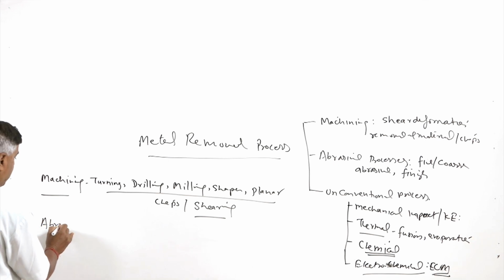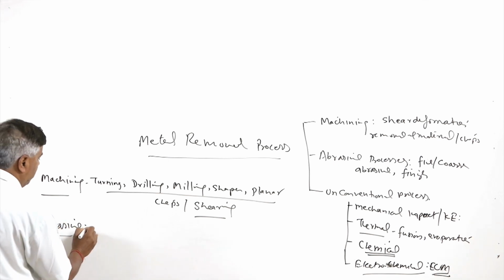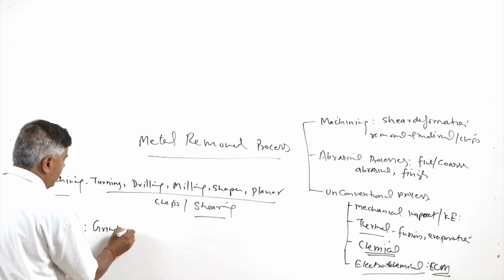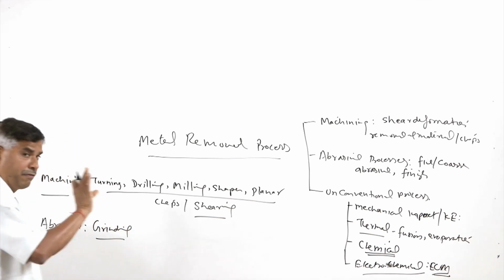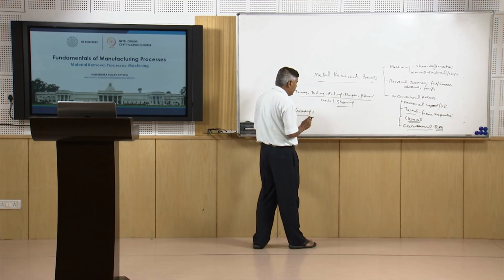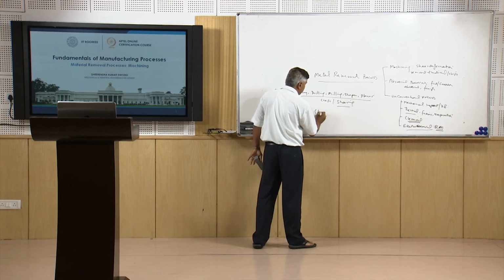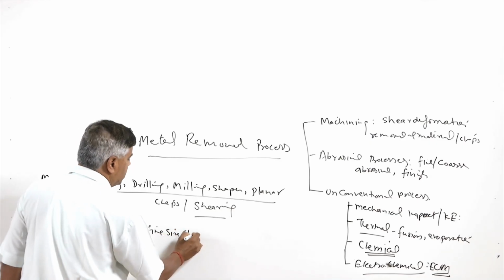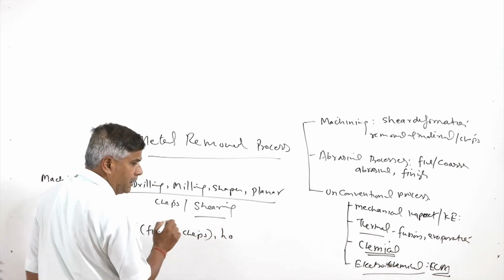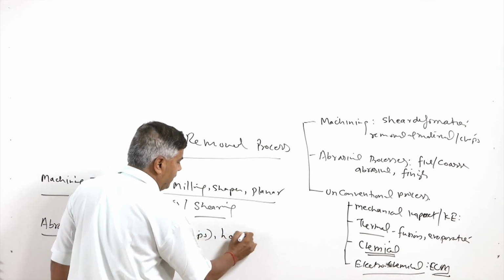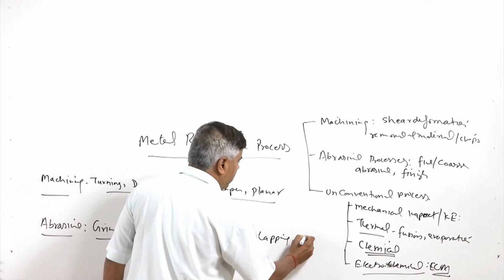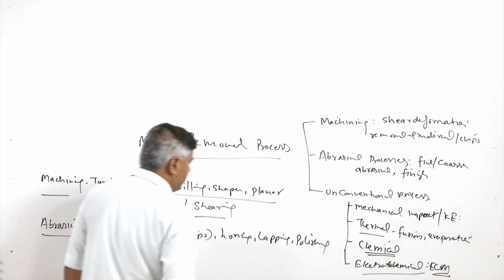Then we have the abrasive processes. One of the main abrasive processes is grinding, wherein the fine size abrasives are fitted with the bonding material, which remove the material in very small size. So, basically very fine size chips are produced in this case. Another process in the abrasive category of the processes is honing, lapping, polishing. All these are the abrasive processes.